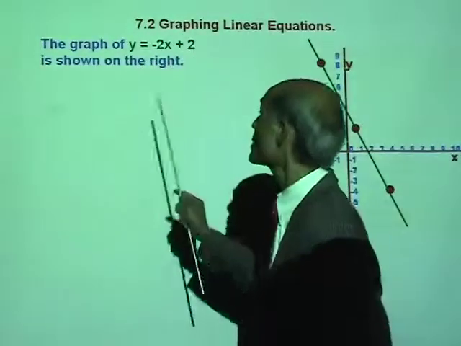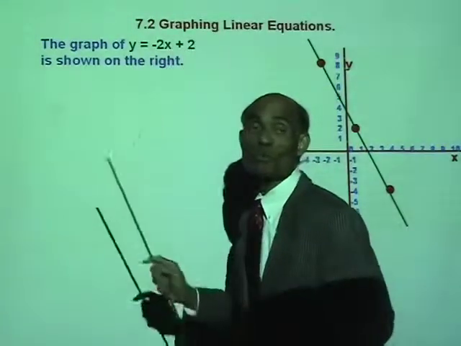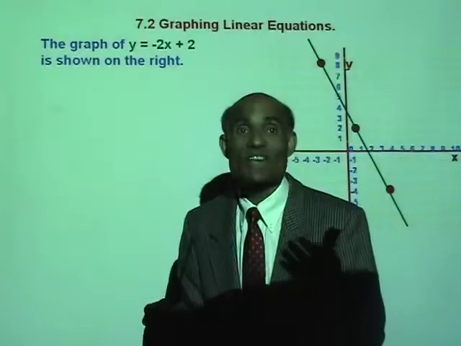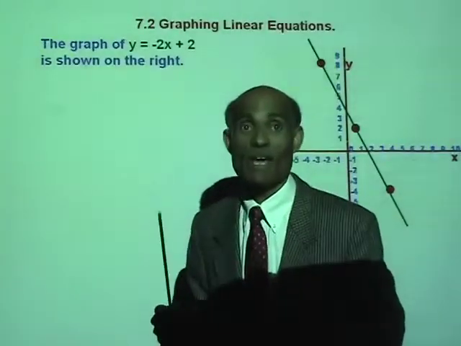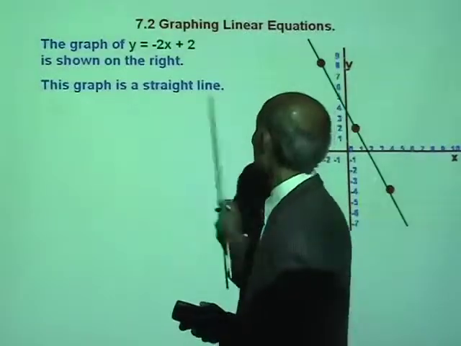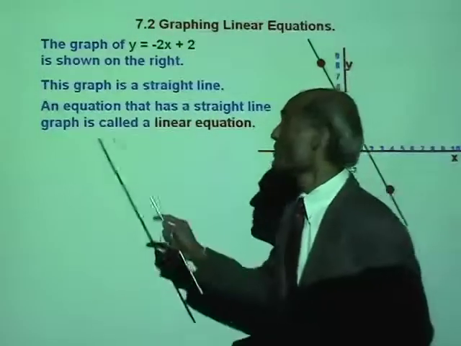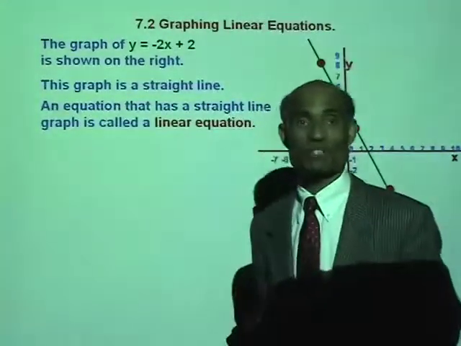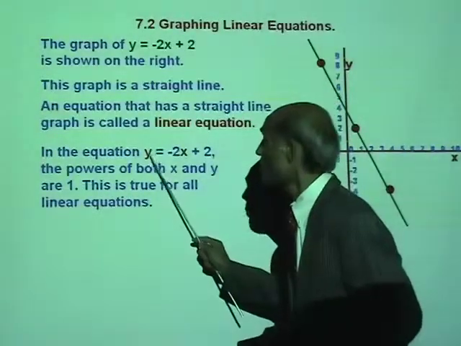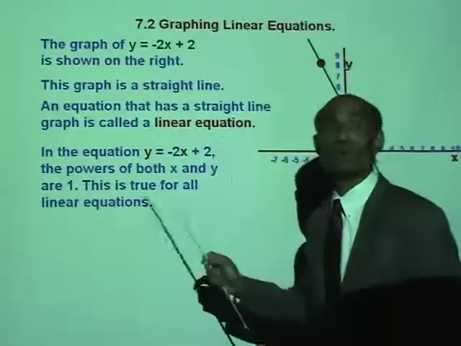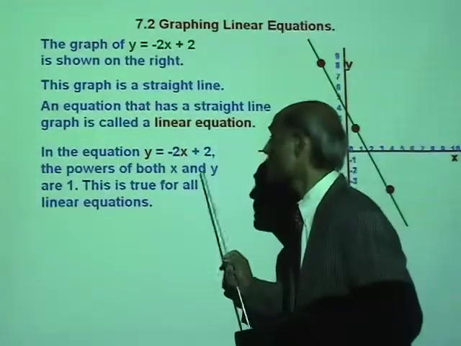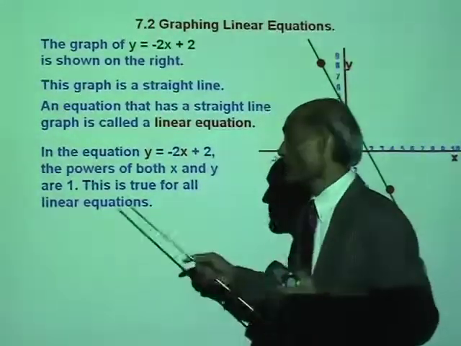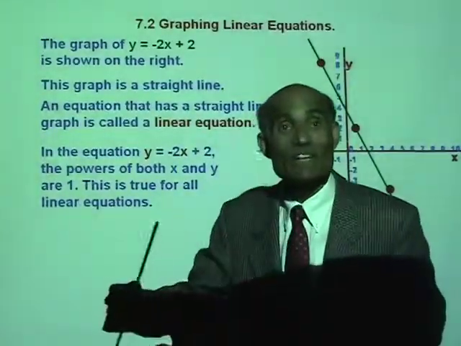And if you look at a linear equation, you find both variables are of degree 1. You see? So a linear equation is an equation of degree 1, a first degree equation. So this graph is a straight line. An equation that has a straight line graph is called a linear equation. In the equation y equal to negative 2x plus 2, the powers of both x and y are 1. In other words, their degrees are 1. And this is true for all linear equations.